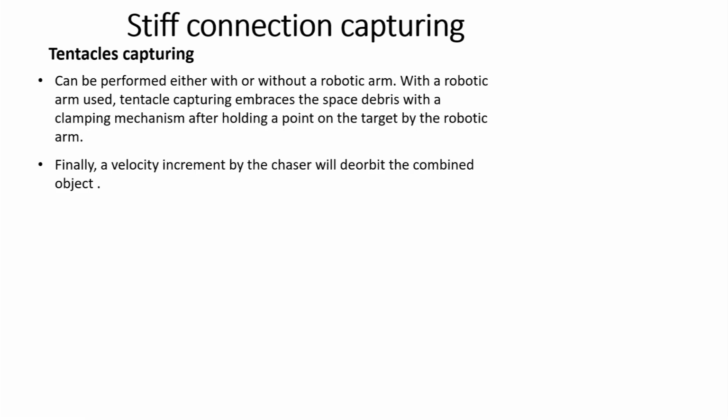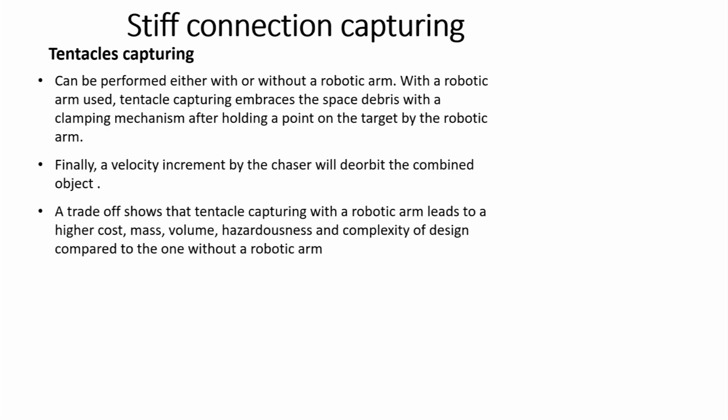And finally, a velocity increment by the chaser will deorbit the combined object. So, a trade-off shows the tentacle capturing with the robotic arm leads to a higher cost, mass as well as volume, and hazardness and complexity of design compared to the one without a robotic arm.